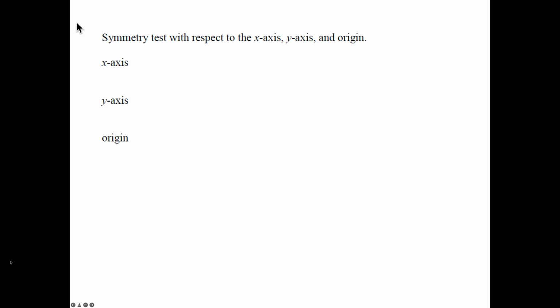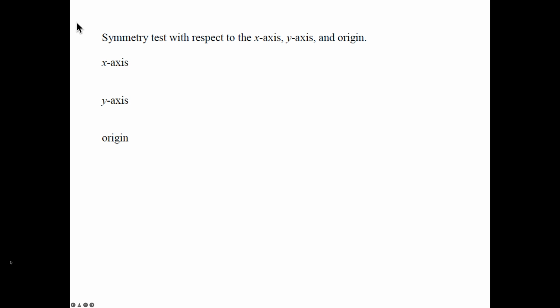All right, welcome to our last video here of section 3.2. We're going to look at symmetry. Symmetry means that you can flip or turn the graph and it will appear to look exactly the same.